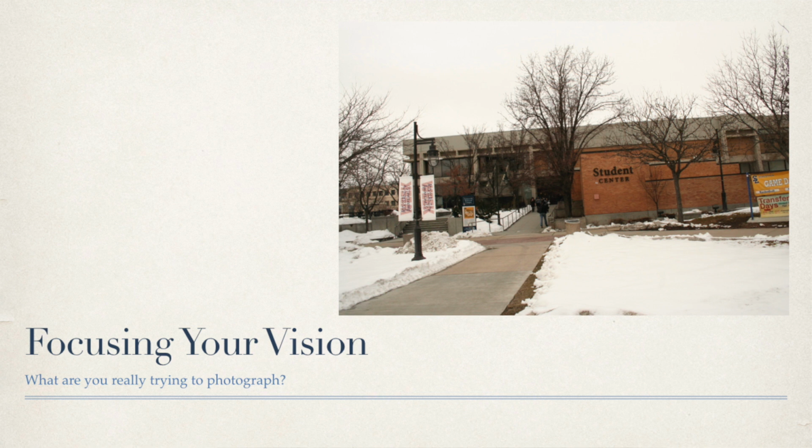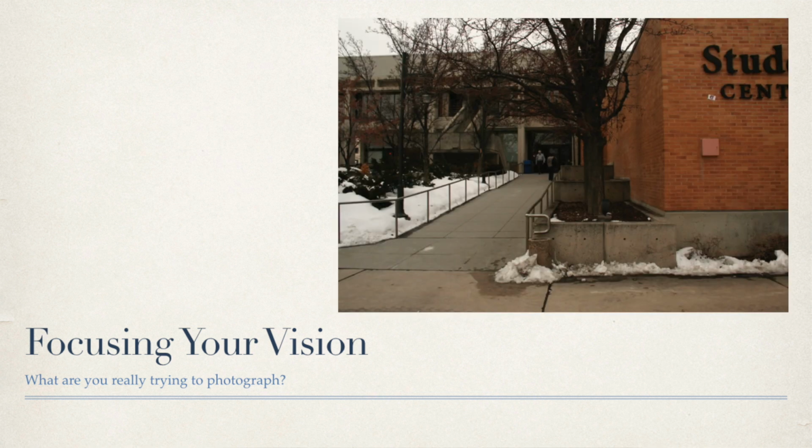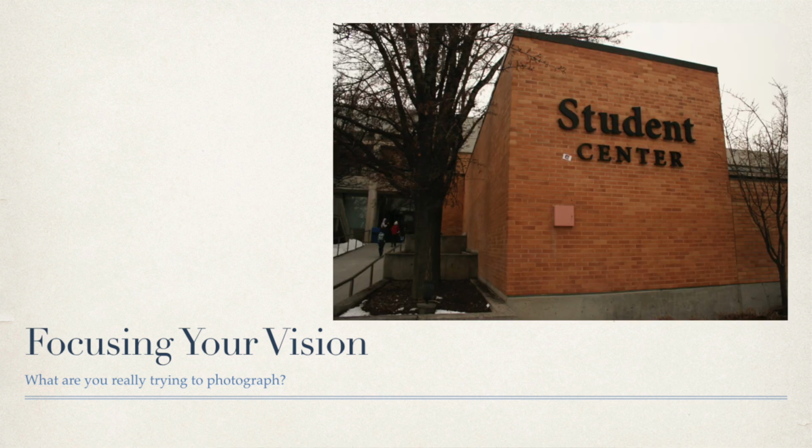So what do I do? Well, I move in a little bit closer. Obviously at this point, the snowfield and the sky really weren't that important. That really wasn't what I was looking at. But I'm still kind of wondering, why are the words Student Center cut off here? Maybe what's drawing me in here is the color of the brick or the contrast of the words Student Center against the brick. I don't know.